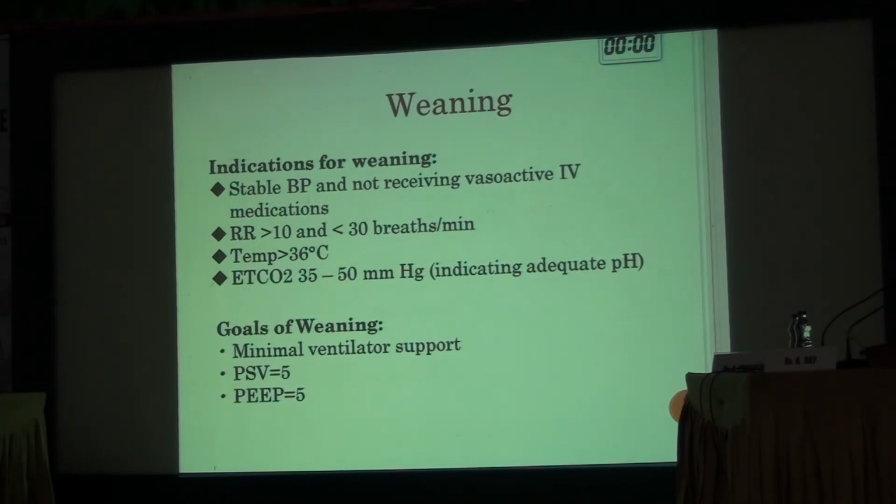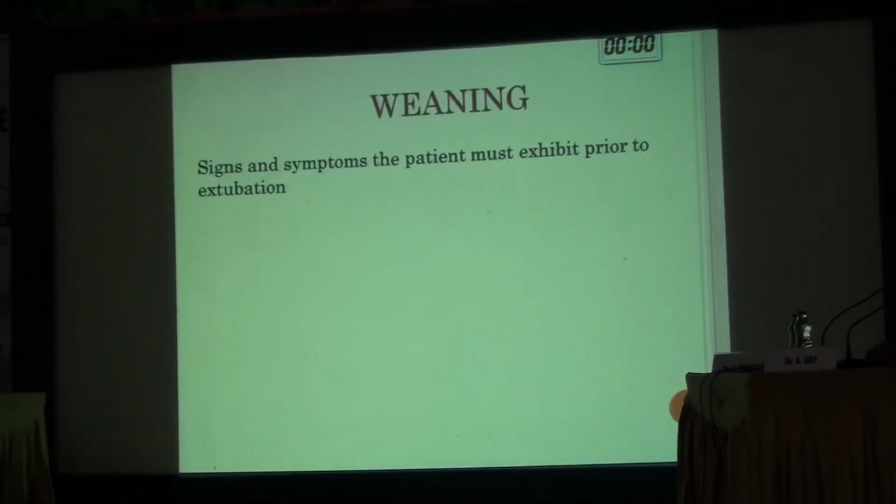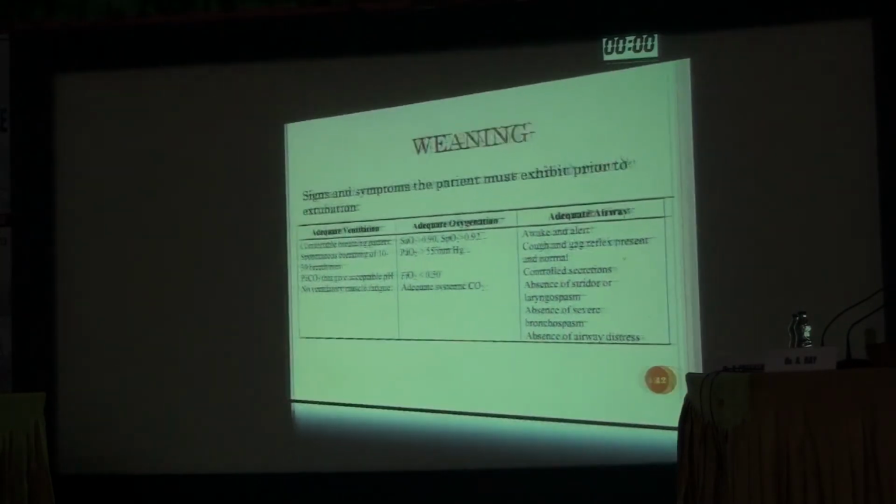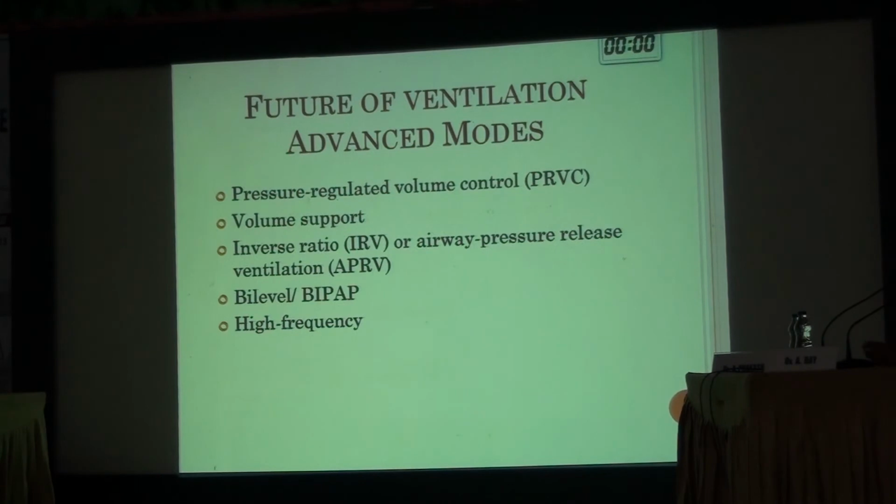And our goal is that there should be minimal ventilator support necessary at that point of time when we decide to wean the patients. And these are the various signs and symptoms which should be present when you decide to wean a patient. There should be features of adequate ventilation, features of adequate oxygenation, and features of adequate airway so that the patient can maintain the airway. So if these things are present when you decide to wean the patient, I think that is the time when you can actually wean the patient and put the patient off the ventilator.